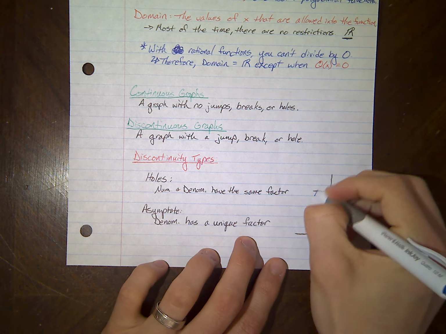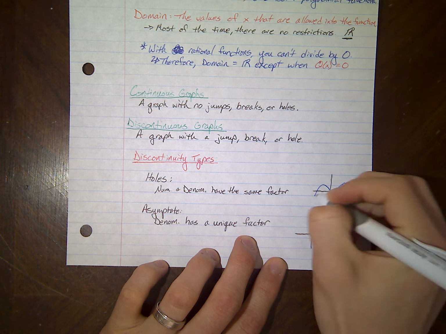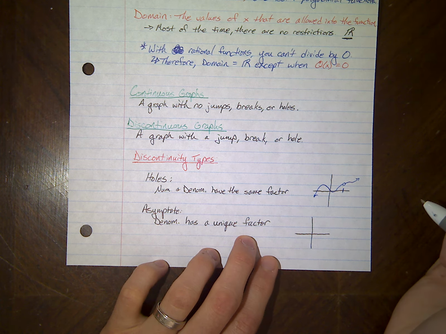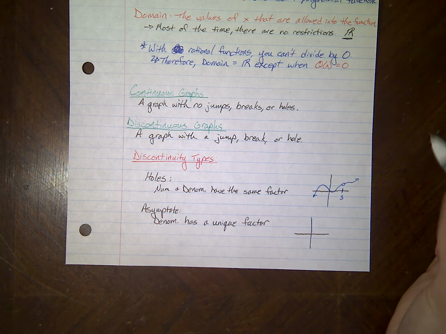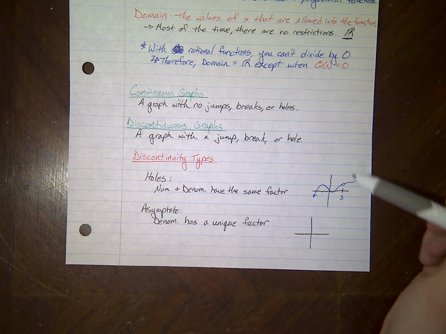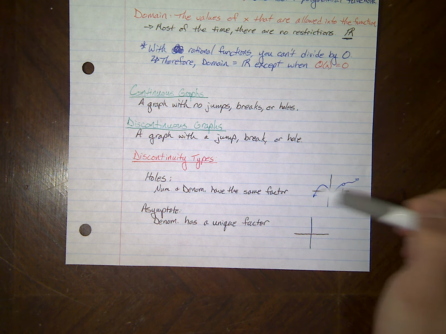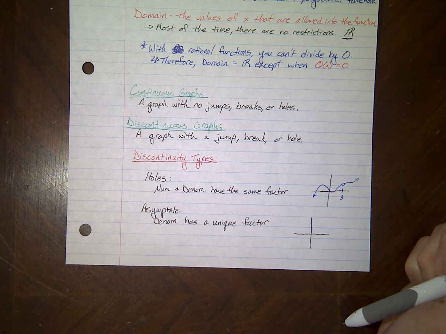What does that look like? Well, you might have this little graph here doing whatever it does, but it might be undefined at that value of x. Let's say that's like 3 or something like that. But if the numerator and the denominator have the same factor at that 3, then it's called a removable discontinuity, and it just creates a hole in the graph. It looks like a normal graph, but we're just undefined at that point.